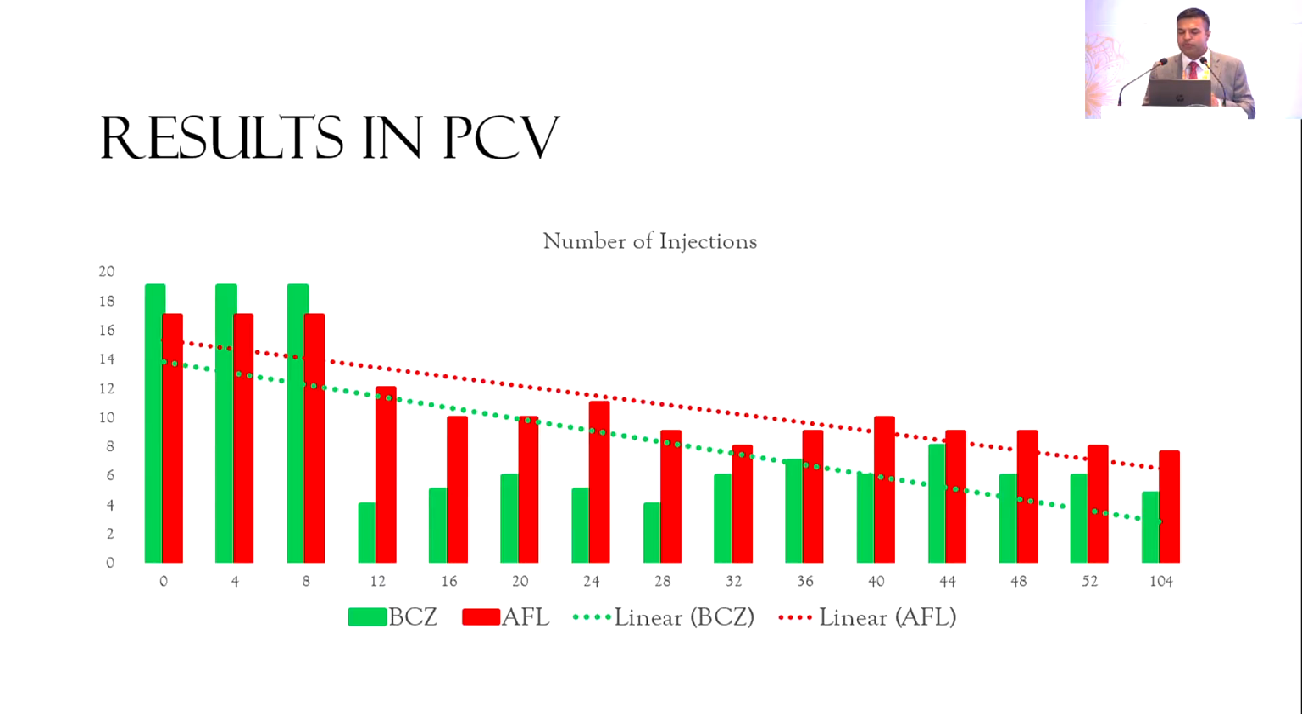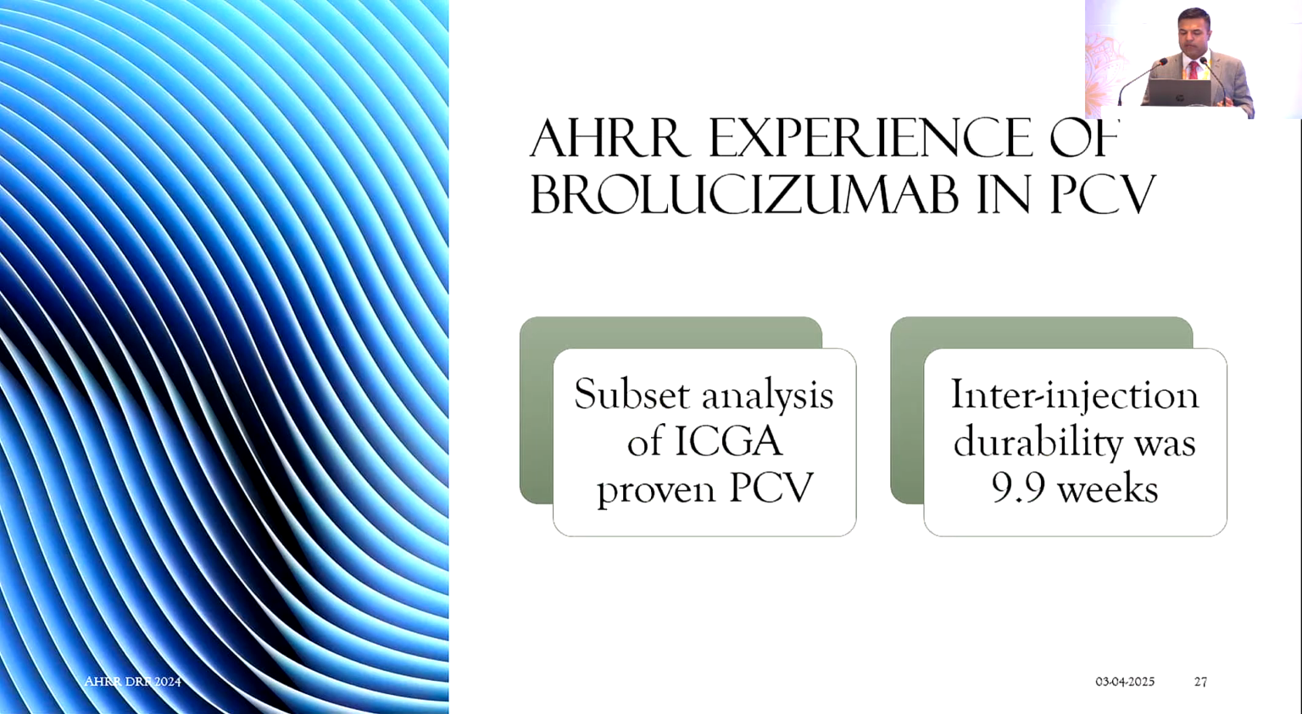Now the key issue is how many injections are given. We realized that with aflibercept, the number of injections given remains much higher till about 104 weeks. So our inter-injection durability in the PCV subgroup has been a little lower than the classical neovascular AMD subgroup, at about 9.9 weeks, say about a 10-week interval.